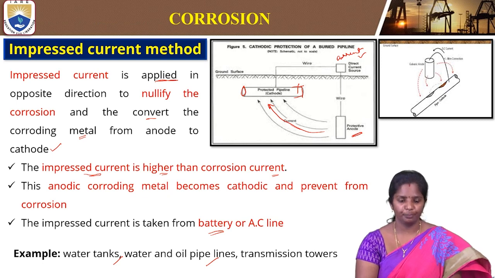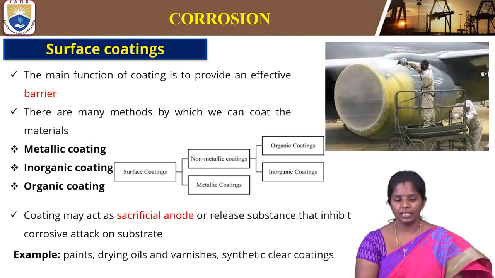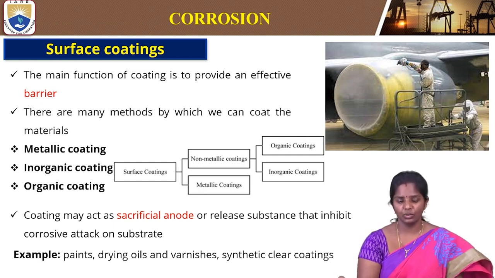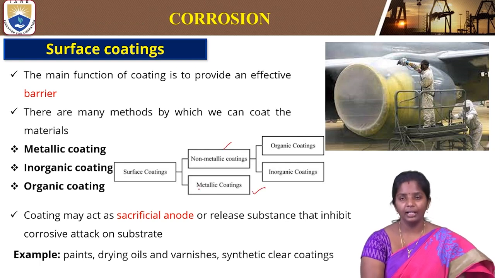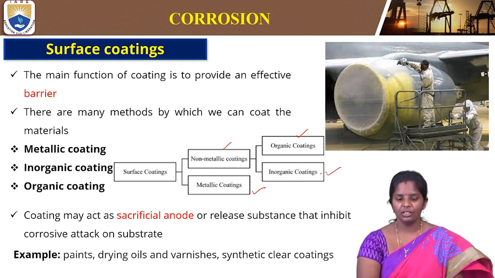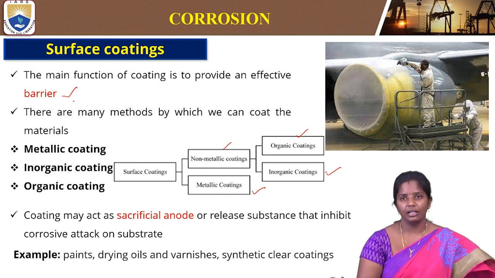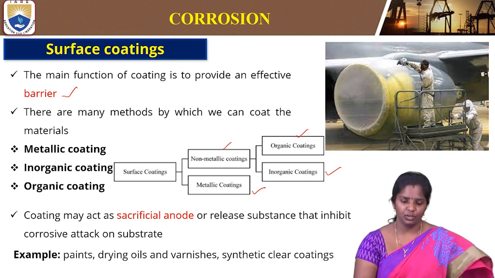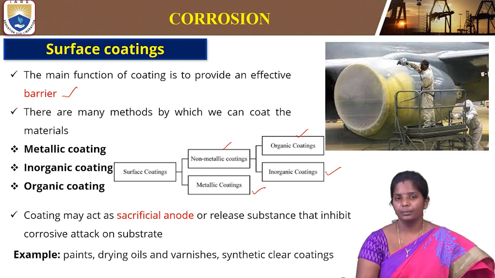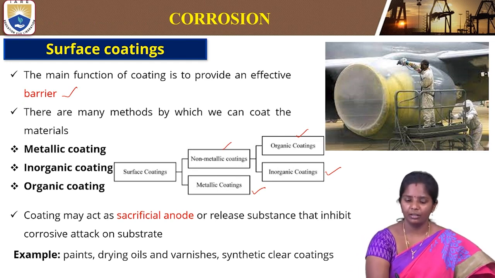Then come the surface coatings. There are many coatings that are used. Surface coatings are basically of two types: non-metallic and metallic. In non-metallic coatings, there are organic coatings and inorganic coatings. The main function of a coating is to create a barrier between the atmosphere and the metal. For example, there are a lot of paints that are used, and these paints act as a barrier between the atmosphere and the metal. There are many methods that can be used: metallic coating, inorganic coating and organic coating.